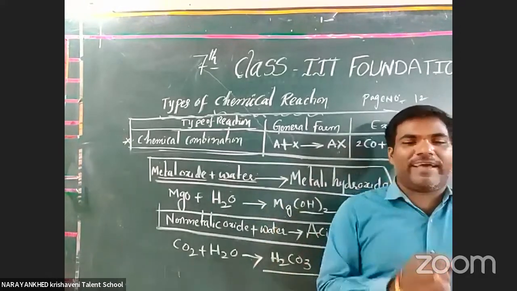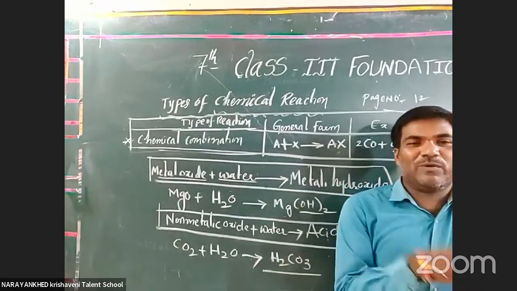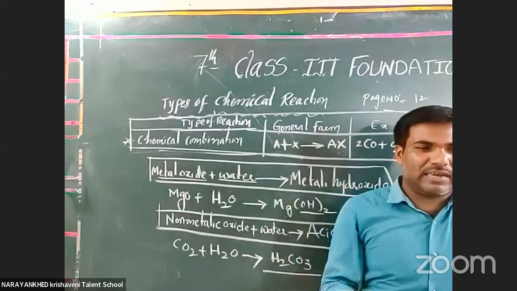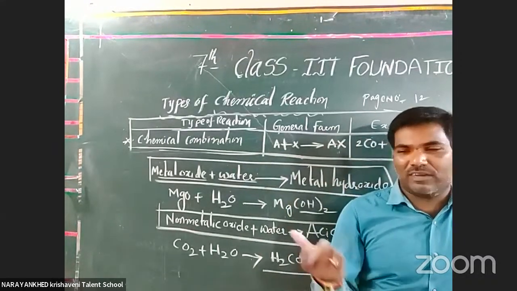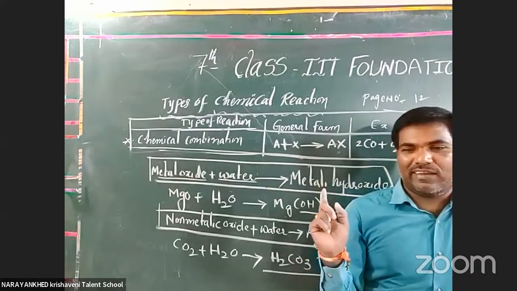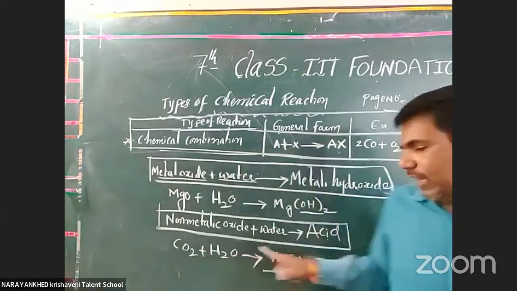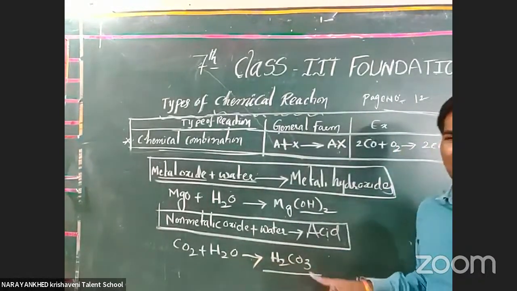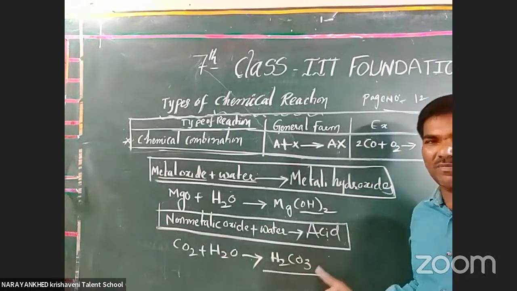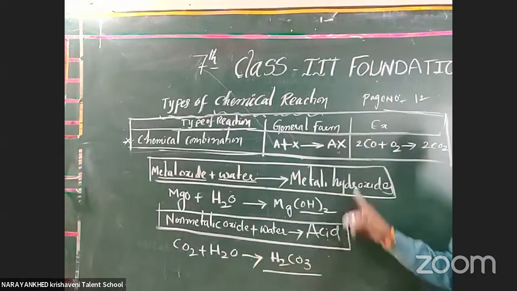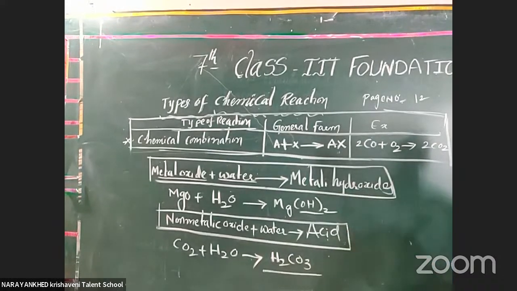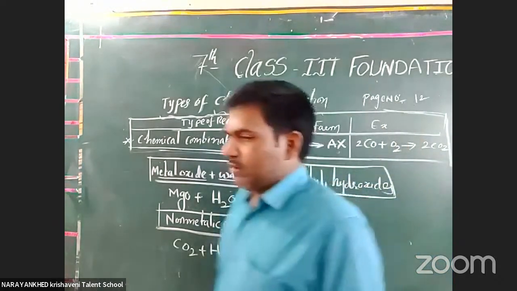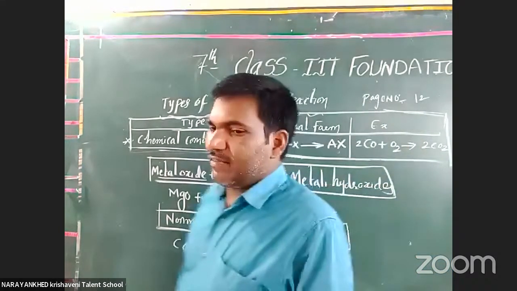You take carbon dioxide and water inside with whatever cool drinks you take. That is not good for our health. That's why please avoid it. Okay, clear or not? And carbon dioxide combined with water produces what? Carbonic acid. Understood all of you? Please write it. These two are very, very important general forms. These are the chemical combination reactions.